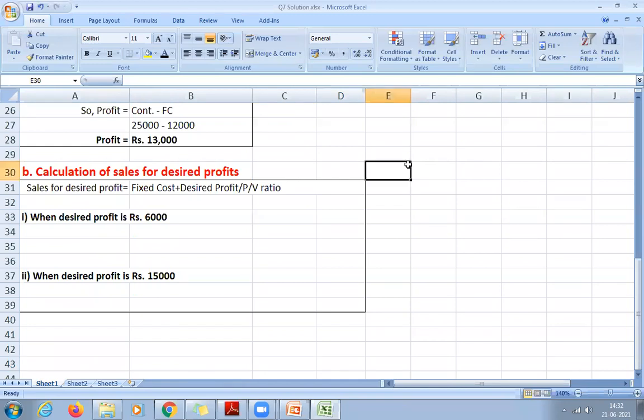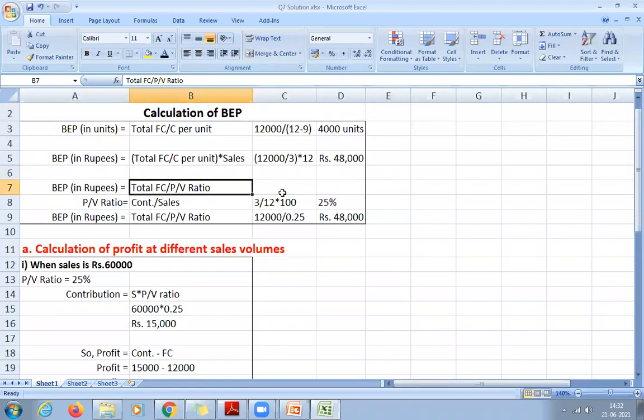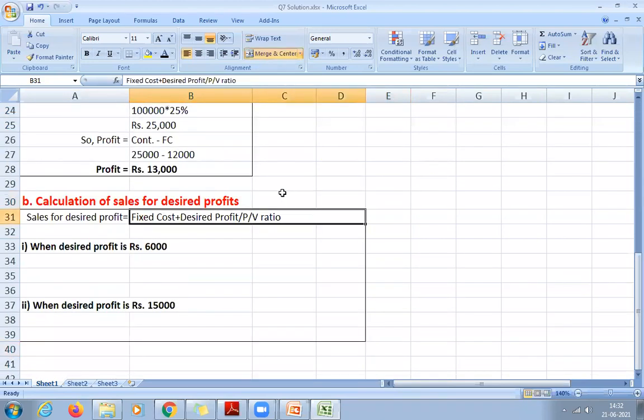So for this we have a BEP formula only. Slightly it is modified. It is nothing but we're just adding. It is fixed cost divided by PV ratio. That is a break-even point formula, right? Total fixed cost divided by PV ratio. Only thing, we are going to add the desired profit to the numerator. Same formula, we are going to add desired profit. You can see here, we are going to add desired profit to the numerator. So the formula becomes fixed cost plus desired profit divided by PV ratio. Okay, students, that will give me the desired sales.